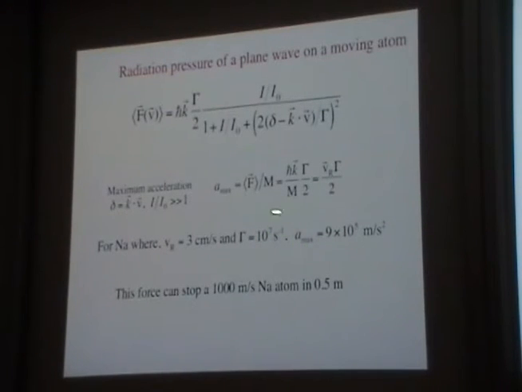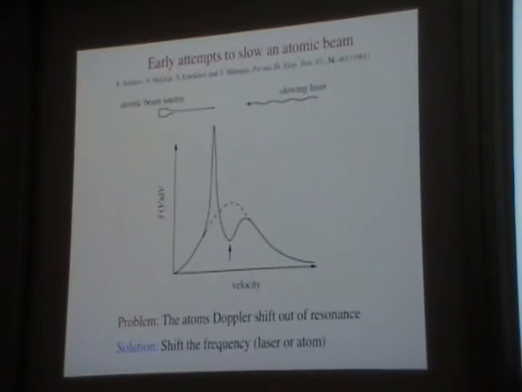If you put these numbers into this equation, you find that the maximum acceleration you can impart to a sodium atom, if you're always on resonance, is 9 times 10 to the 5 meters per second squared. So this is a relatively high acceleration, or if you want, you could use it to decelerate an atom. And this force can basically stop a sodium atom moving at 1,000 meters per second in about half a meter. To do this, you have to scatter roughly 30,000 photons, but you can do it. It's routinely done in the laboratory.